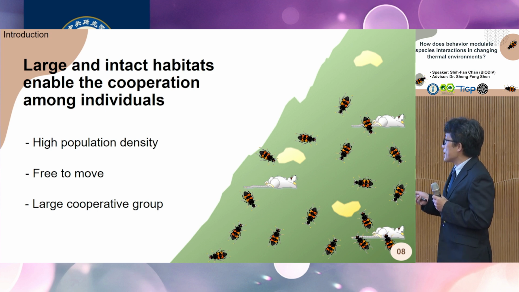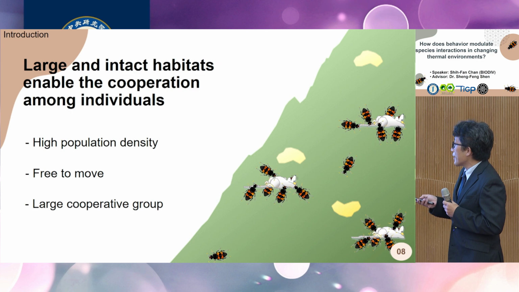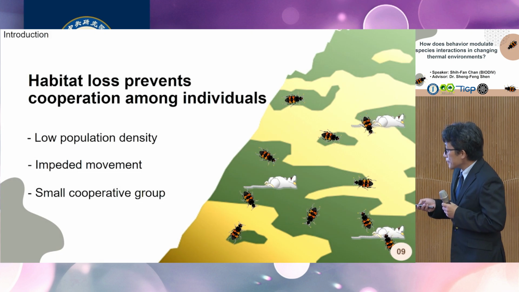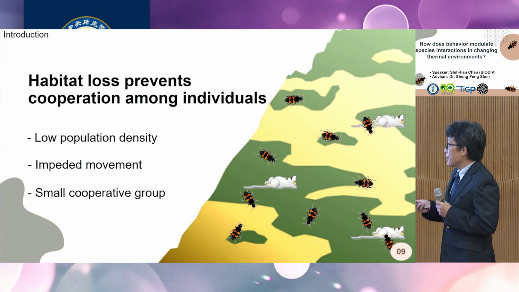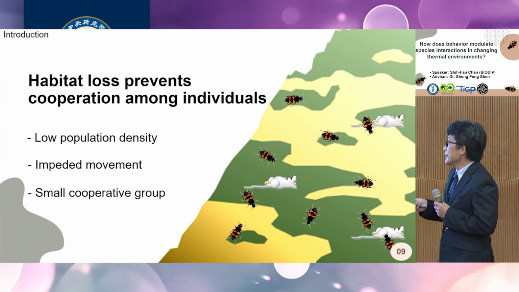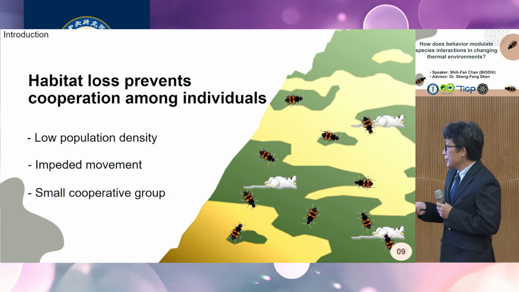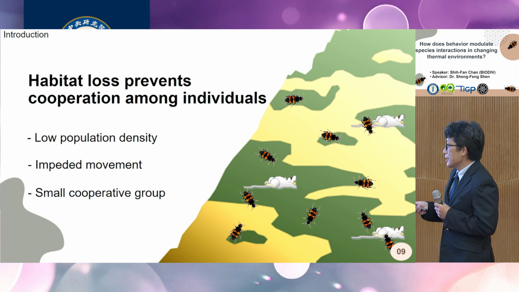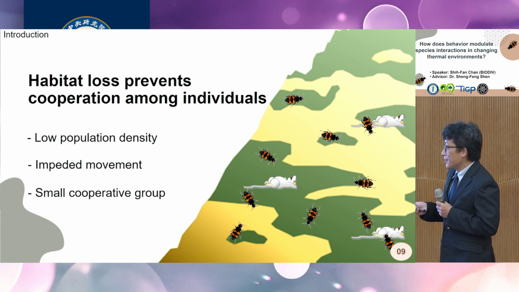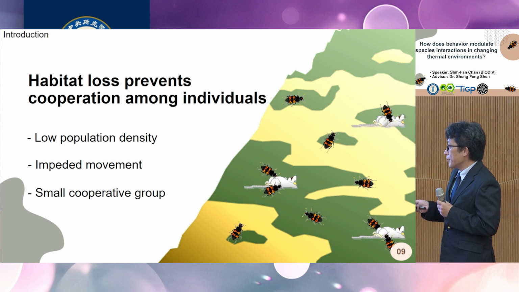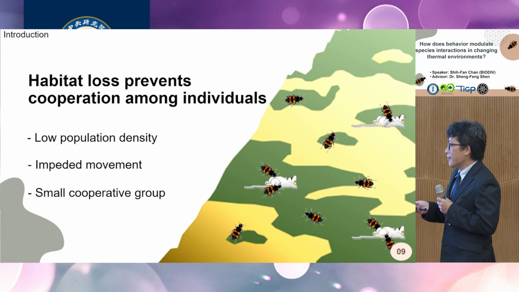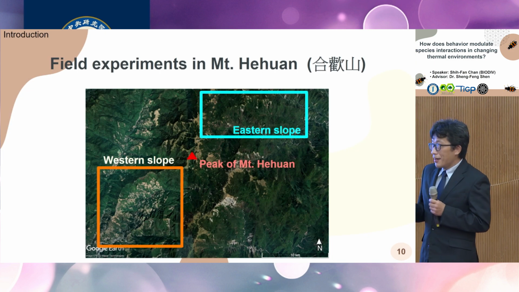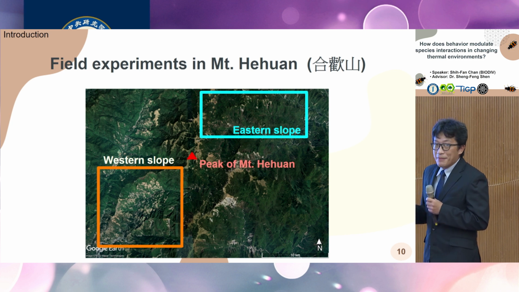Once a carcass appears in the field, the beetles can soon form large cooperative groups and successfully breed. However, in habitats with severe deforestation and habitat loss, the population density of beetles may be low, and their movement may be impeded by the unsuitable habitat. Once a carcass appears, they can only form smaller cooperative groups, and maybe that will lead them to fail to reproduce. Okay, to test the hypothesis, we conducted field experiments on Mountain Hehuan in central Taiwan.